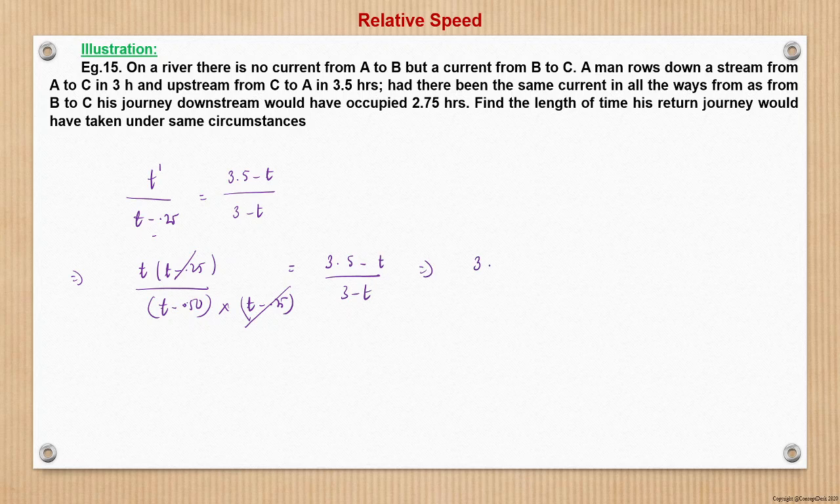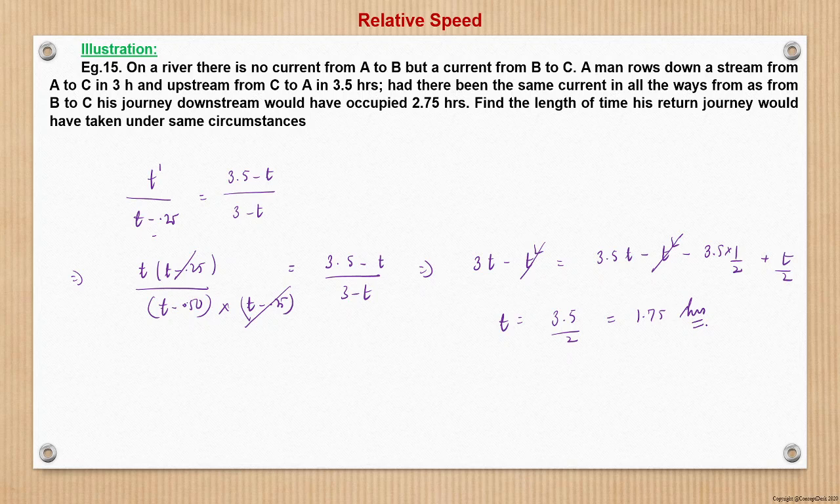If we solve this, this becomes 3t minus t square is equal to 3.5t minus t square minus 3.5 into half plus t into half. So here minus t square cancels out. So basically what remains, this 3.5t plus t by 2 is 4t. So 4t minus 3t is equal to t, and this side it will be 3.5 by 2 which is 1.75 hours.